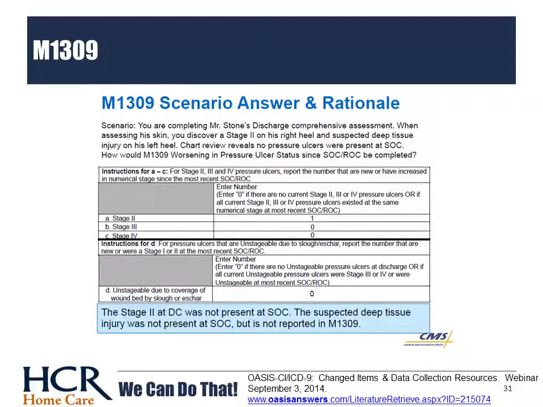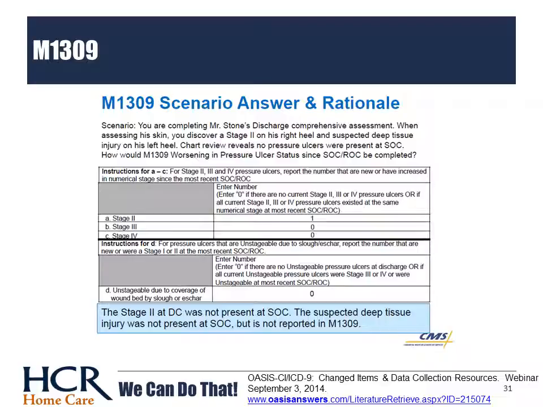So in this scenario, Mr. Stone is being discharged, and when you assessed his skin, you found a stage 2 on his right heel and a suspected DTI on his left heel. And at the most recent start of care, he had no pressure ulcers. So we definitely have 2 new ulcers. One is a stage 2 and one is a suspected DTI. So for our stage 2 items, we have a worsening stage 2. So for row A, we're going to put in a 1 there.